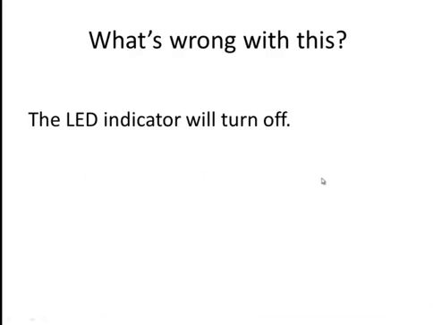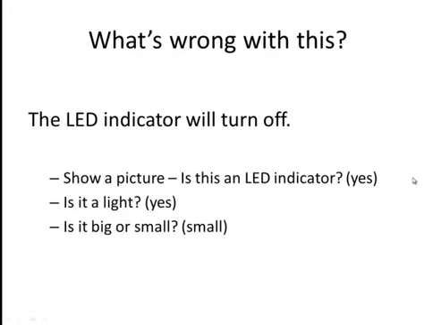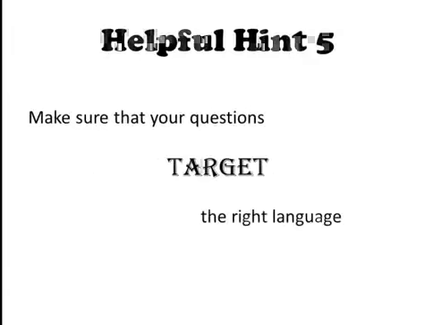So what would be better would be probably to show a picture. With concrete nouns, this is often the easiest thing. Maybe, is it a light? Is it big or small? It's small. So make sure that your questions target the right language, that you're not asking about the switching on or off, you're actually asking about the LED indicator in this case. So make sure that you're targeting the right language.